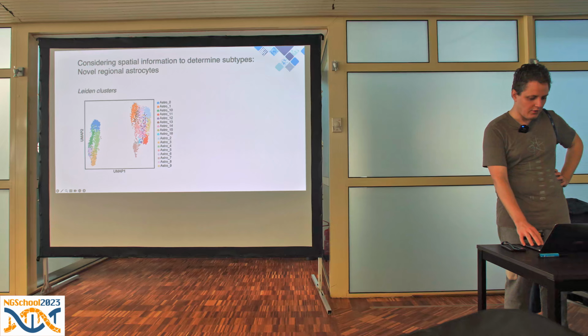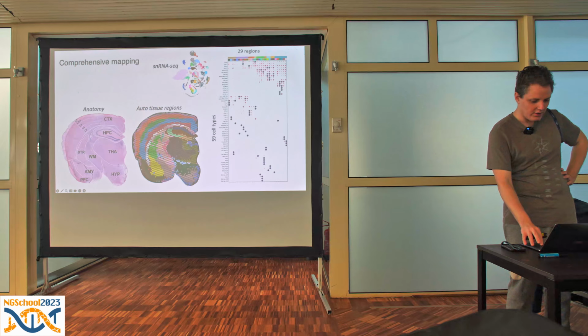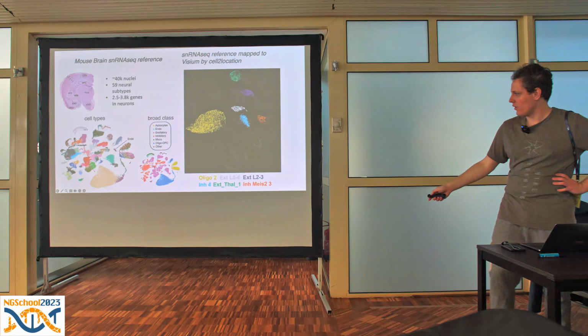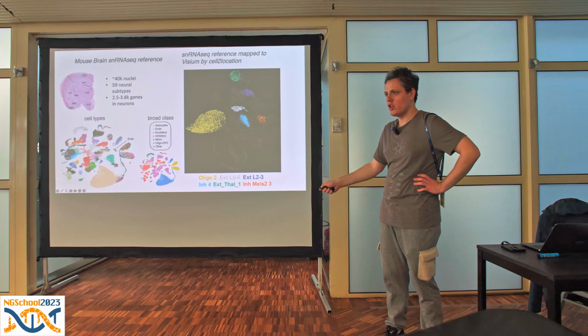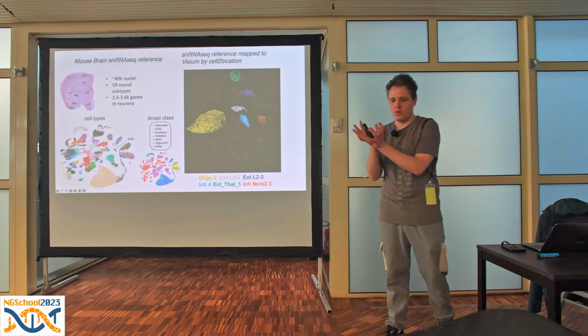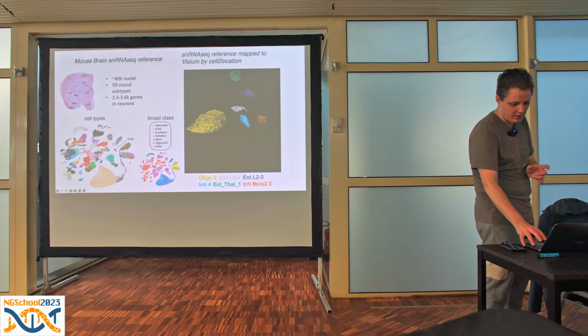What we wanted to do is to spatially map all of these astrocytes together with the rest of the reference. So what we always want to do is map the entire tissue, plus maybe a zoom in on your cells of interest. So we map them spatially.